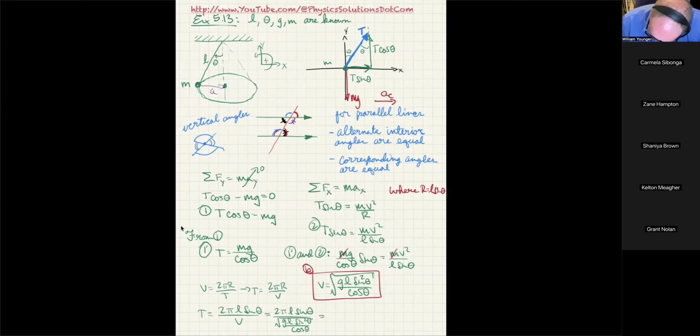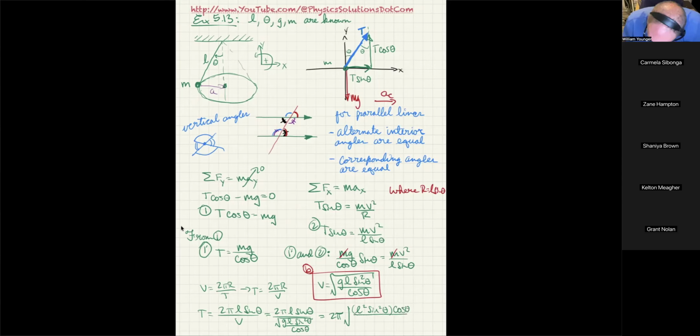That is not necessarily very neat, but we can pull it all inside of the square root. I'll leave the 2 pi out in front because that's a typical formula that you'd have for the period of something, is 2 pi times something. So if I pull the L and the sine theta inside, that's going to become L squared sine squared theta. And then I already have cosine theta in the bottom of the bottom. So when I divide by that fraction, that cosine is going to come up to the top, and that's going to be cosine theta up there.